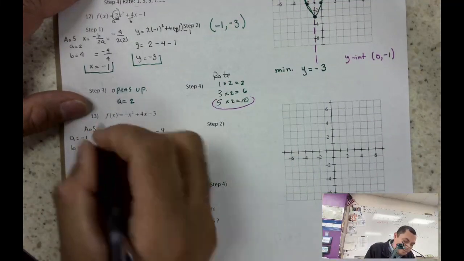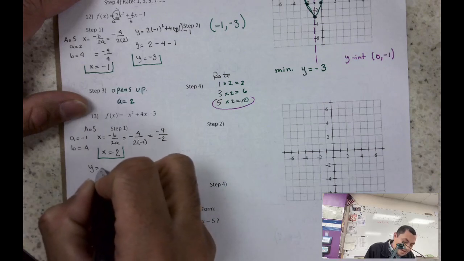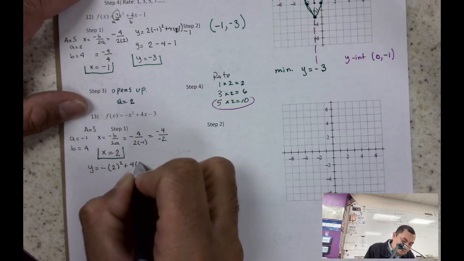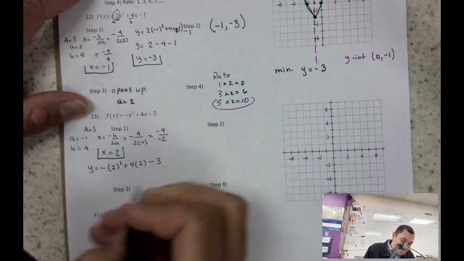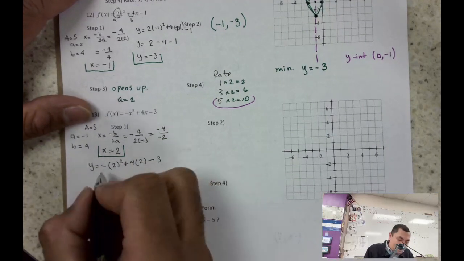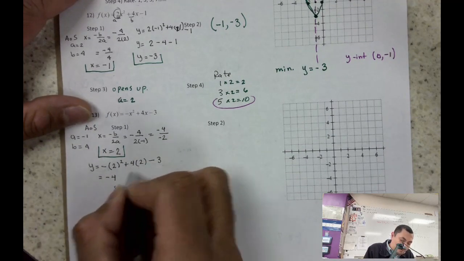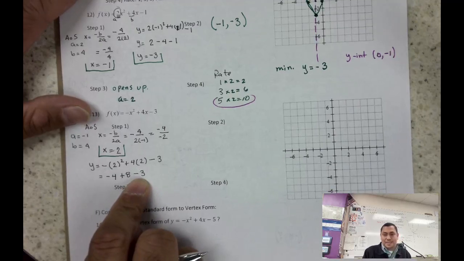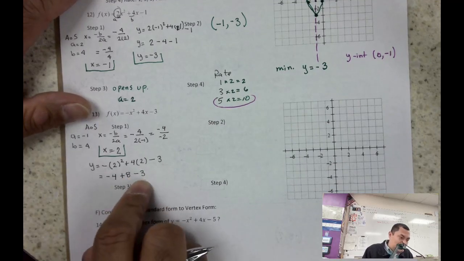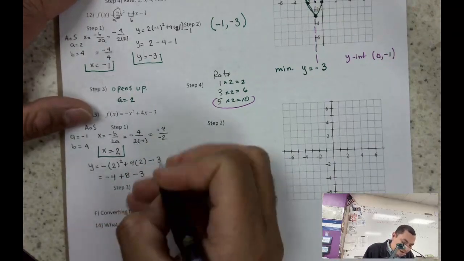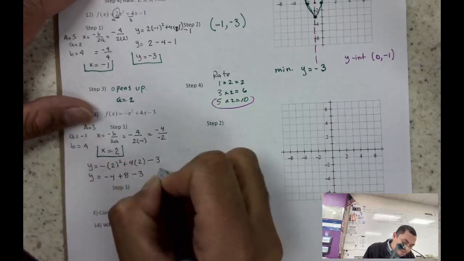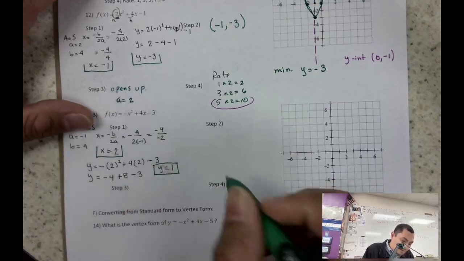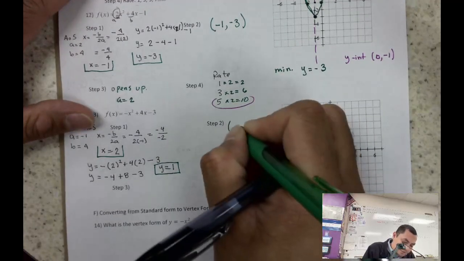Now we substitute that value, or plug it in. So I'm going to remove this f(x) and just write y equals negative 2 to the second power plus 4 times 2 minus 3. 2 to the second power is 4, but you have a negative, so negative 4. 4 times 2 is 8, minus 3. Negative 4 minus 3 is negative 7, and 8 minus 7 is 1. So y equals 1. So what is my vertex? My vertex is (2, 1).